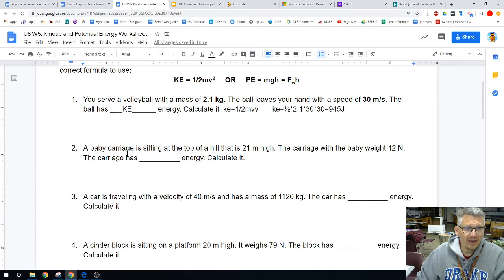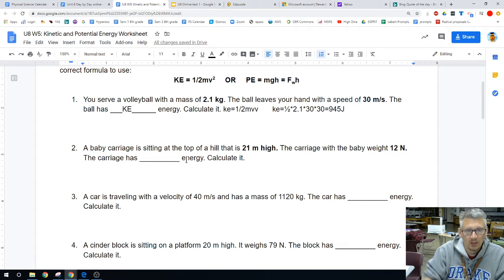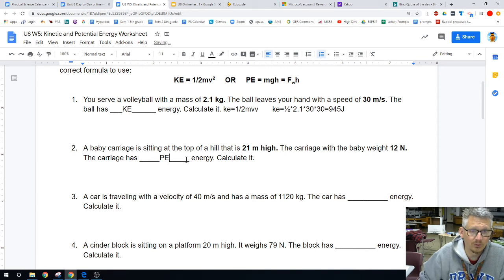Number two, a baby carriage is sitting on top of a hill that has a height of 21 meters. That's important. The carriage with the baby weighs 12 newtons. That's important. The baby has, well, it can fall. So if it can fall, it has gravitational potential energy, or just potential energy. Calculate it.